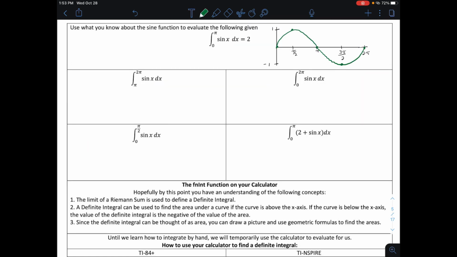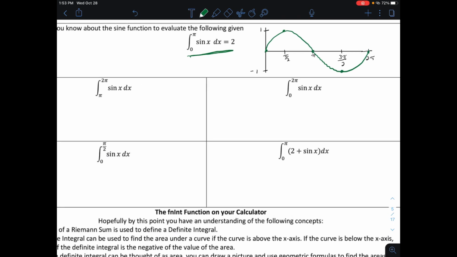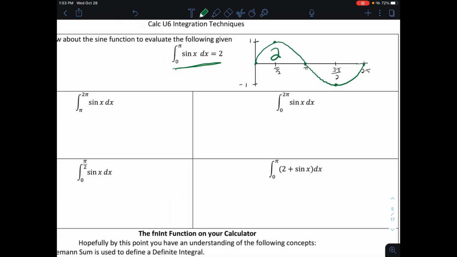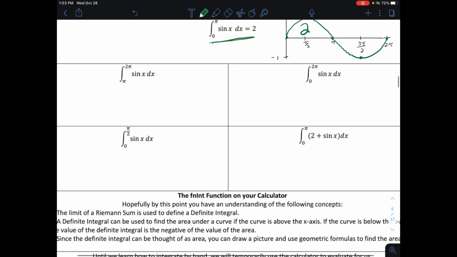Okay, so we're moving on to our next part here. We want to use what we know about the sine function and evaluate the following. And I'm giving you the fact that the definite integral from 0 to pi of sine of x is going to equal 2. Now remember that the definite integral is equal to the signed area underneath the curve. So between 0 and pi, the area for that region is equal to 2.